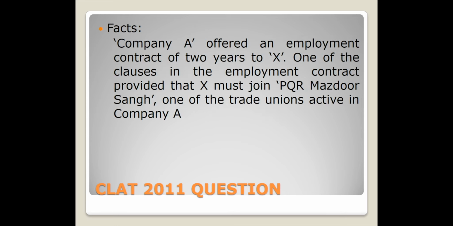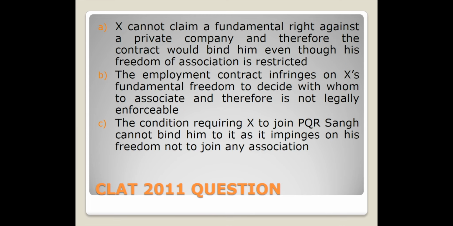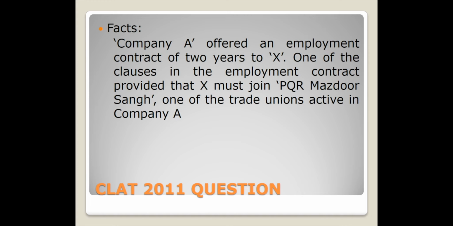Now the given facts in this particular question are: Company A offered an employment contract of 2 years to X. One of the clauses in the employment contract provided that X must join PQR Mazdoor Sangh, one of the trade unions active in Company A. Now the question is, can X claim that this contract infringes upon X's fundamental freedom to decide with whom to associate or with whom not to associate, okay? So basically this is a contract.